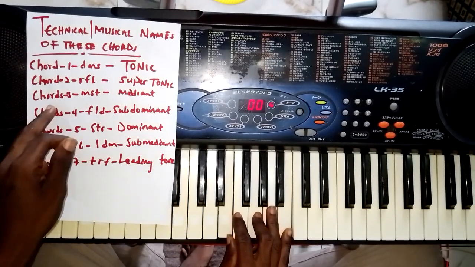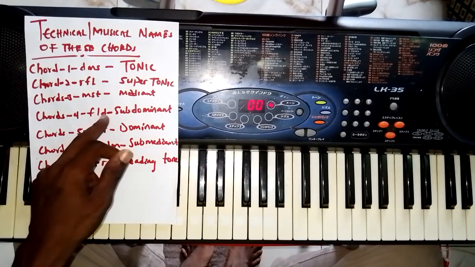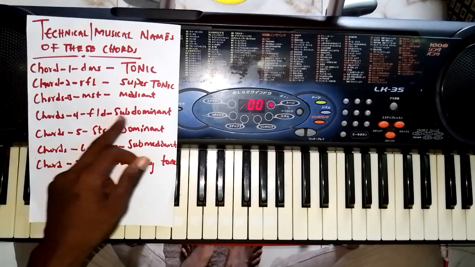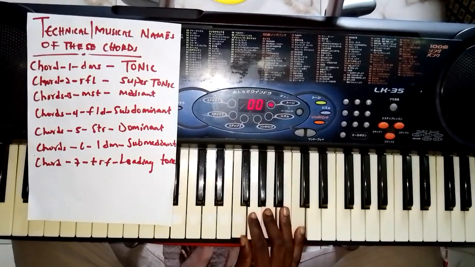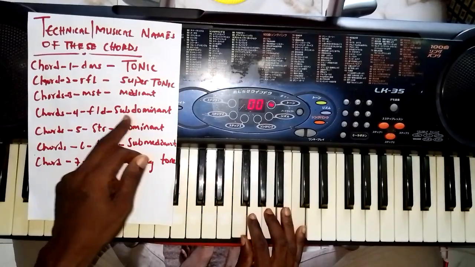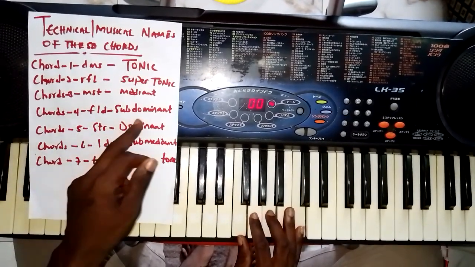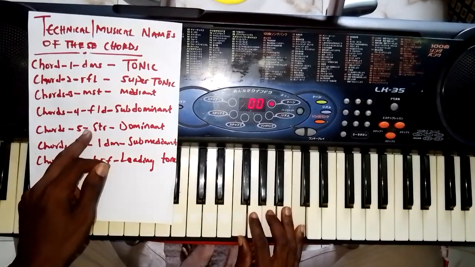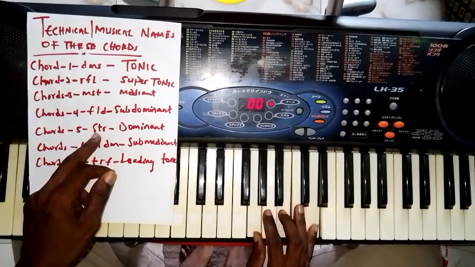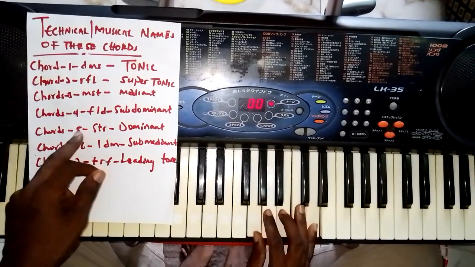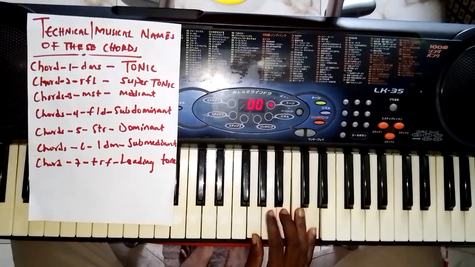Do you get? So your chord 4 is fa, la, do, which is subdominant. Chord 4 is fa, la, do. It's called subdominant. Then your chord 5, so, ti, re. Chord 5 is called your dominant chord. So, ti, re. It's called your dominant chord.